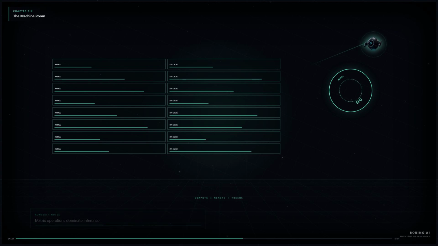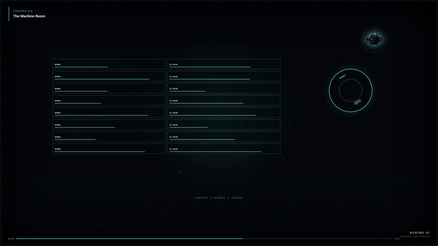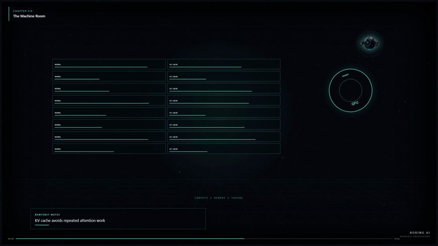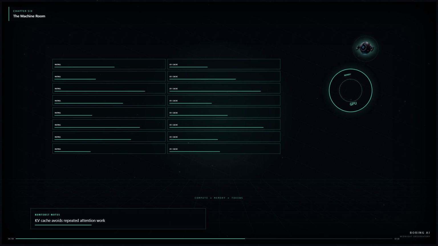Some architectures use mixture of experts layers, where only selected parameter groups are active for a particular token. Others use dense layers, where the full relevant block participates. The exact arrangement is provider-specific. The general requirement is not. Parameters and activations must be available to hardware quickly enough to produce a useful response.